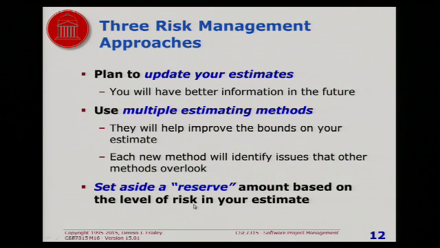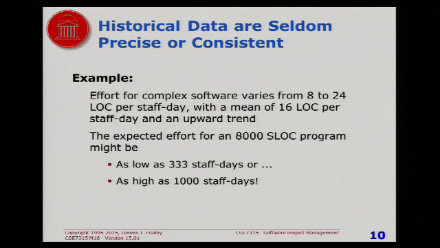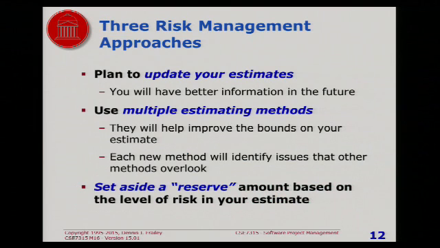And the third risk management method is to set aside a reserve amount based on how much uncertainty is in your estimate. So in the case where it could be as good as 333, but it could be as bad as 1,000, you might plan for 500, but set aside enough money that if it looks like it's going to be closer to 1,000, you have enough money to pay the people to do the work. So that would be the third method. Now, you don't necessarily have to do all of these. You usually use some combination of these things.